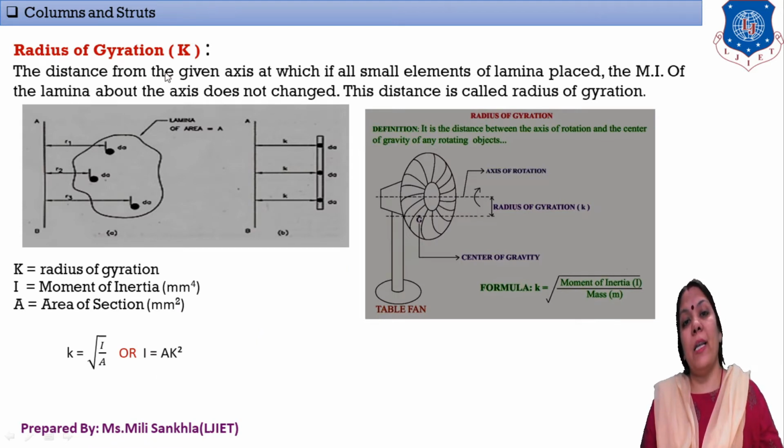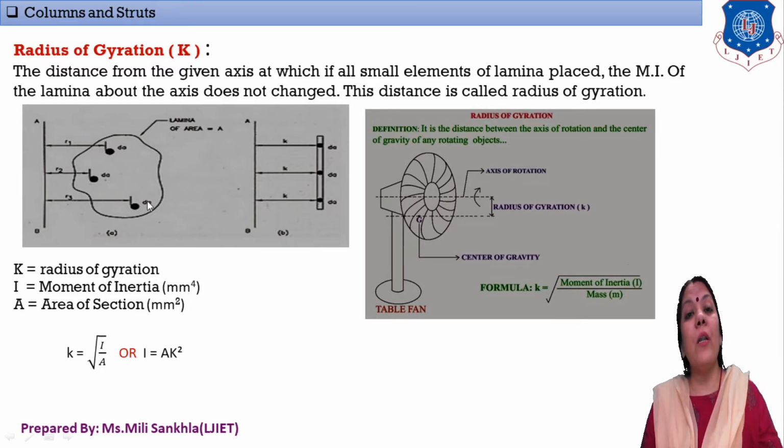What is radius of gyration? Here I take again two figures. First figure is the theoretical explanation of radius of gyration. In the second figure, the real application of radius of gyration. Now what is radius of gyration? The distance from given axis. Here I consider axis AB. The distance from given axis, at which small elements of lamina are placed. AB is the given axis, and R1, R2, R3 are the distances from the given axis where small elements of lamina are placed.